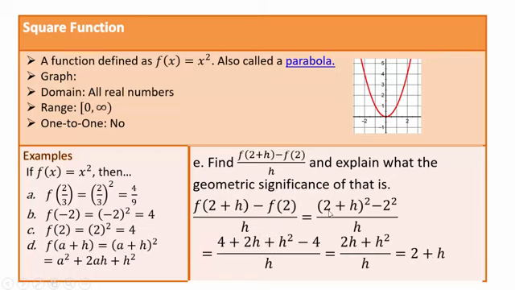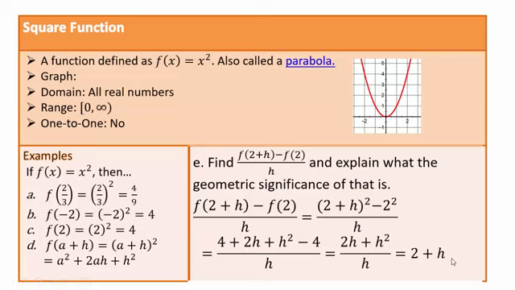And then perform the algebra. (2 plus h) squared, open the brackets, will be 4 plus 2h plus h squared, minus 2 squared, which is 4. Subtract, reduce, pull the h from the numerator out, which cancels out with the h from the denominator, and you're left with 2 plus h. The question is, what does this mean?